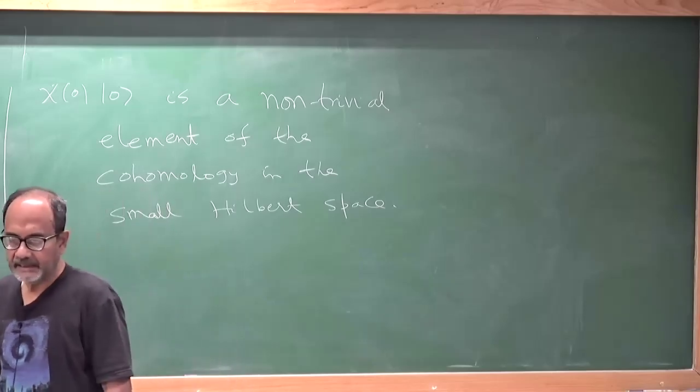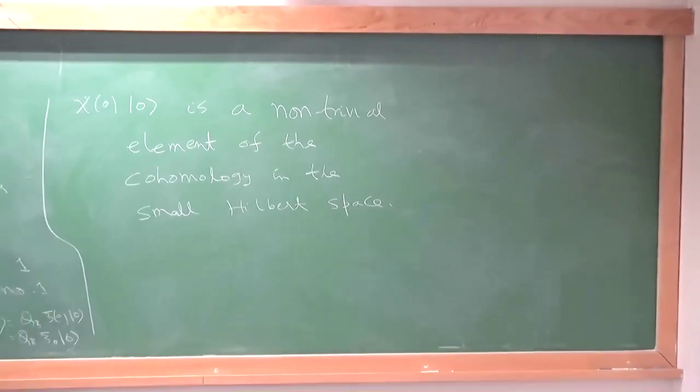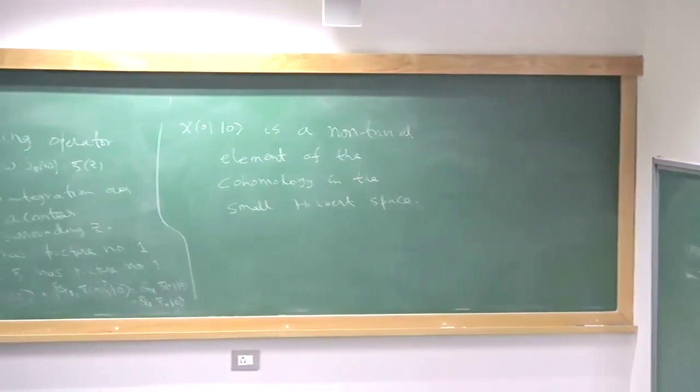Is this clear? That's when you are working in a finite dimensional Hilbert space, right? Checking whether it's an element of cohomology or not is reasonably straightforward, because all you have to do is take an arbitrary linear combination in that finite dimensional space, act with QB, and equate it to chi of 0 on the vacuum. Okay, and check that you cannot find those coefficients so that this equation is satisfied.